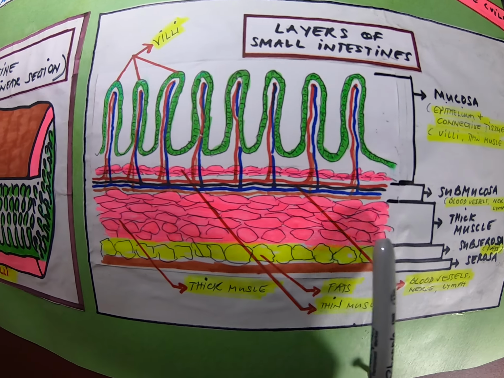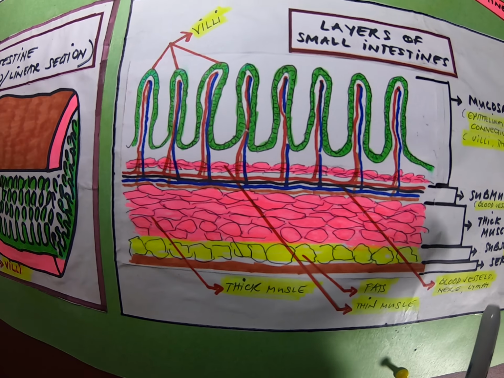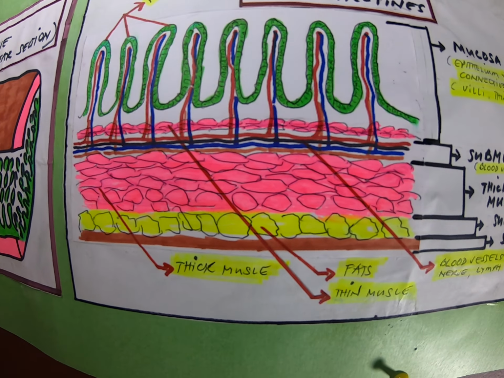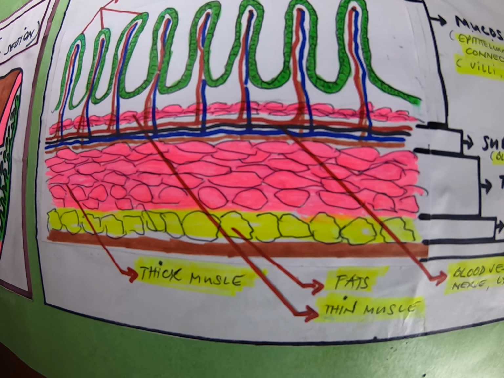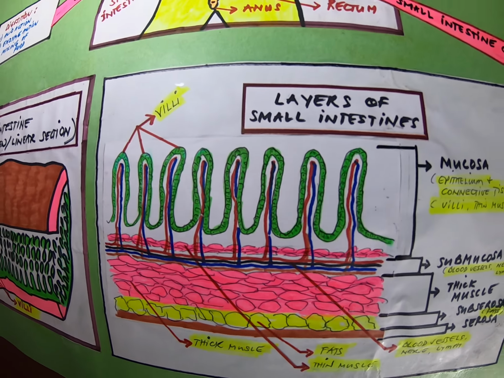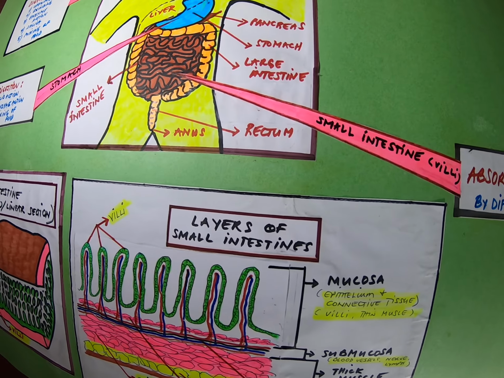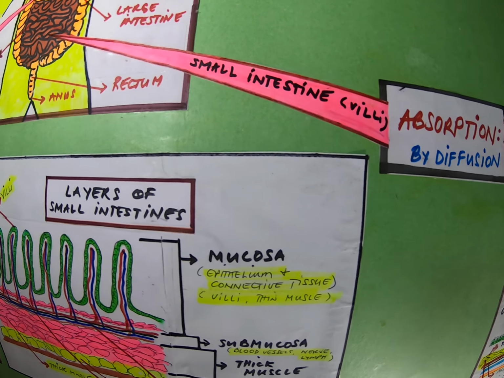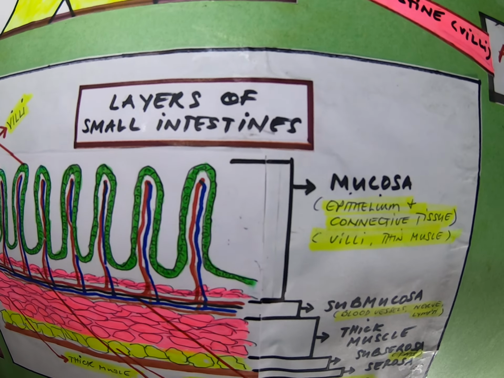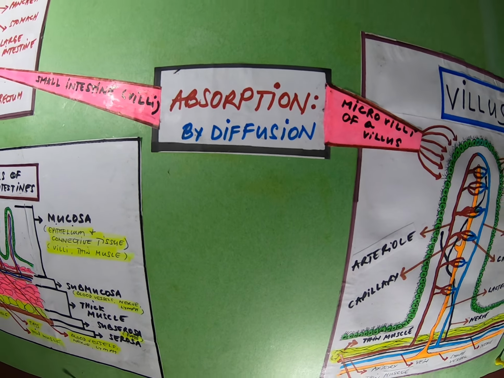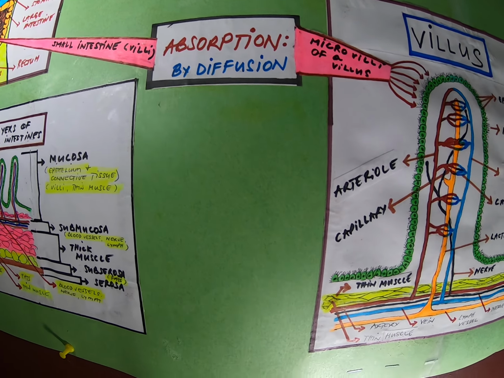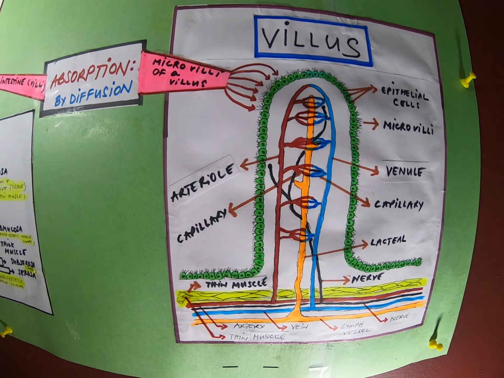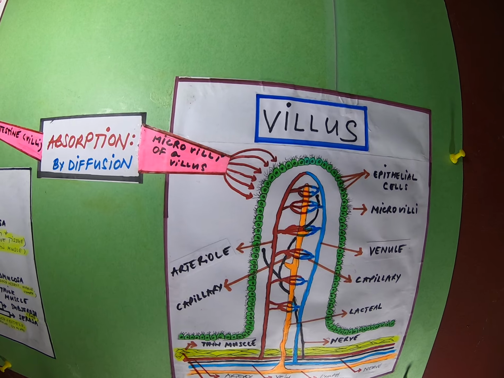And then the thick muscle. In the subserosa, we have fats, and the serosa is the outermost layer. So, absorption unit. Let's talk closer about these villi. When there are many, you say villi. If there's only one, you say villus. So the villus is an absorptive unit of the small intestine.